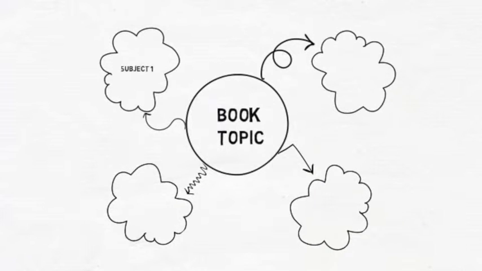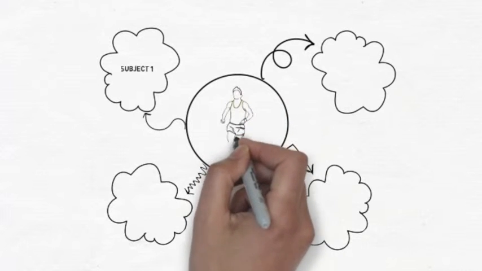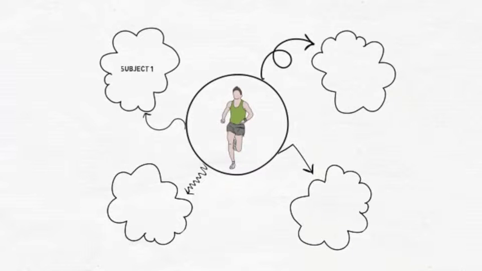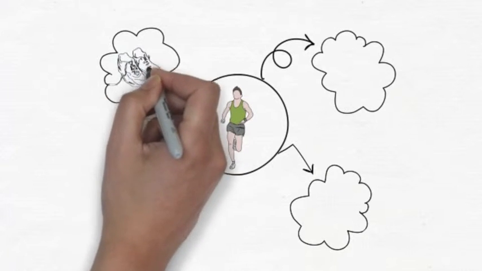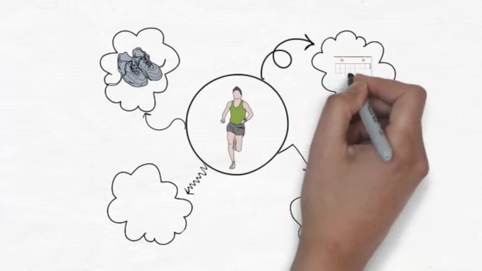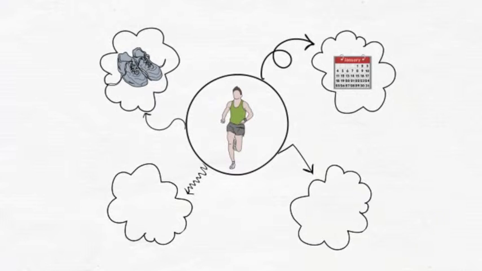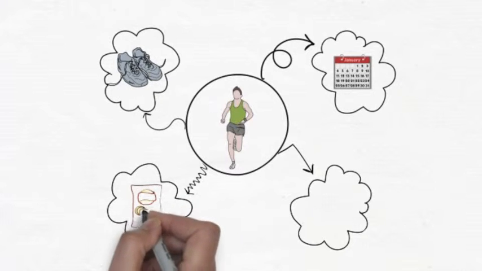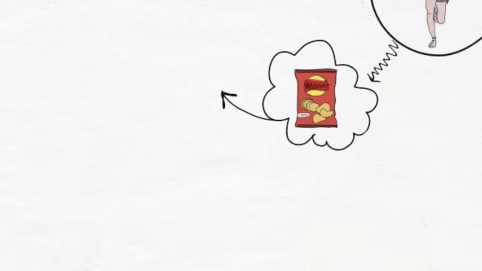So let's jump back to the example that I've been using, this half marathon book. Half marathon book would be the center circle. From there, I would draw a line and write equipment and draw a circle around it. I also would want to talk about training schedules. Draw a line around that one. I draw a line from my half marathon book title out to nutrition.